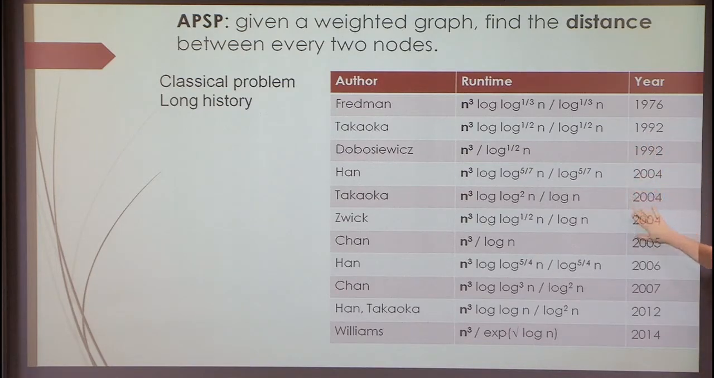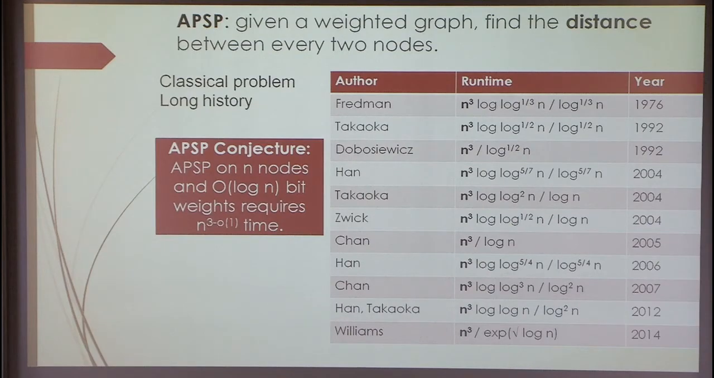And more and more log factors were shaved until 2012. And then Ryan used some very different machinery here to improve on all log factors. So now you can get a 2 to the square root of log n improvement over n cubed. Unfortunately, this is still not a polynomial improvement, so we don't know whether there is an n to the 3 minus epsilon time algorithm for any epsilon. And then there's this conjecture that all pairs shortest paths, whenever the integers are on the order of log n bits, requires n cubed minus little o of 1 time. And all of these conjectures are about the word RAM, just so we're clear.